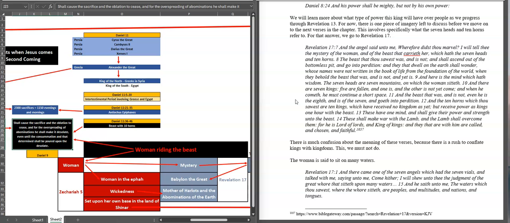So, wherefore didst thou marvel? I will tell thee the mystery of the woman and of the beast that carrieth her. So we're really interested mostly in imagery of the beast, but we also note here he is going to be carrying a woman. What is the woman? Wickedness.